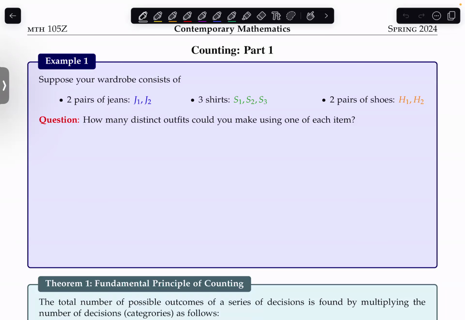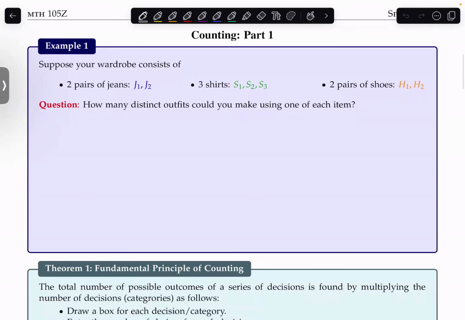And what we want to do is decide how many distinct outfits we can make using one of each item. So I want 1 pair of jeans, 1 shirt, and 1 pair of shoes to make out my outfit here. So this is really the overall idea that we want to do here. With all of these options and different categories, how many choices do I have depending on the situation that we're working with here? Okay, so let's start with the jeans.